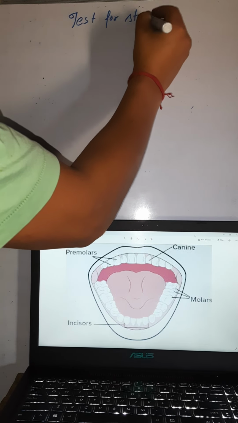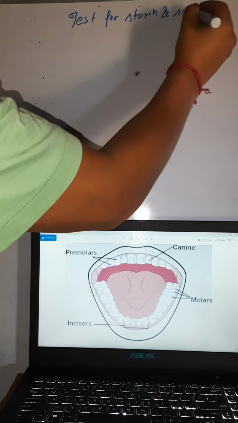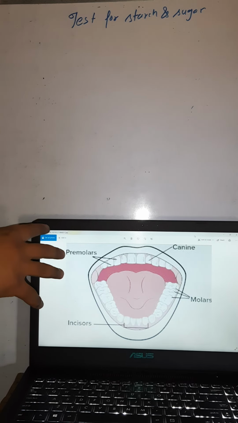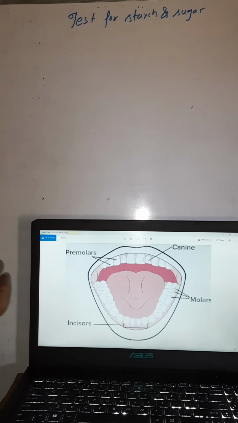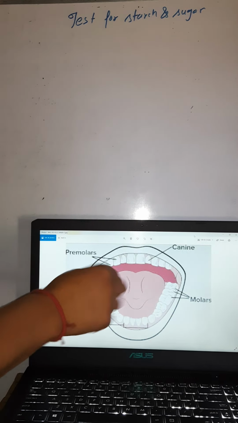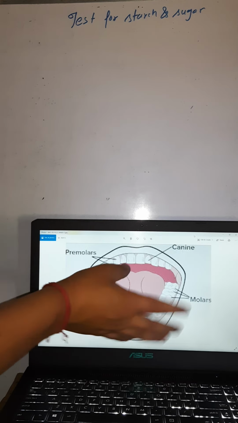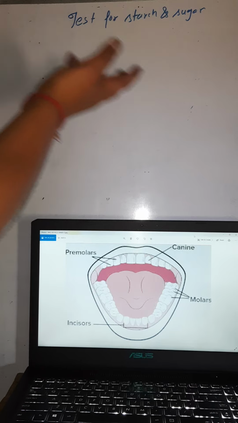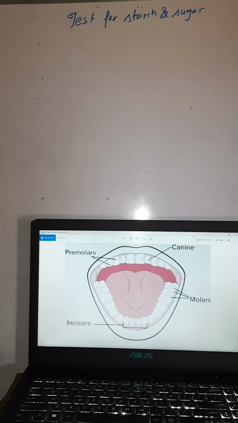for starch and sugar. Now how do you test the presence of starch, and how do you test the presence of sugar? Before eating, you have the food, and that food contains starch, and now when you chew the food inside your mouth, the starch has been digested and converted into sugar. How do you prove it? Let me show you a test.